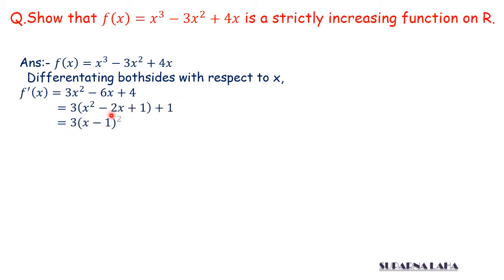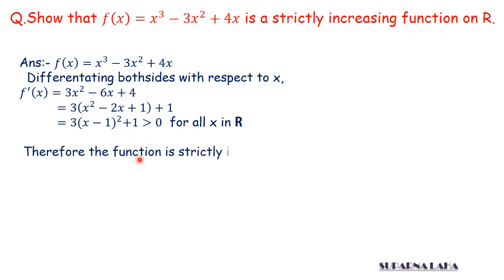3 into (x minus 1) the whole square plus 1, which is always greater than 0 since the square term is there, plus 1, for all x in R. So therefore we can say f dash x is greater than 0, hence the function is strictly increasing on R. For each and every value of x in R, the function is strictly increasing since it is always greater than 0. Now if we check the curve, from here also you can say the function is always an increasing function.